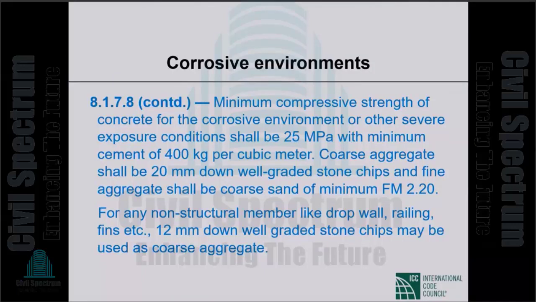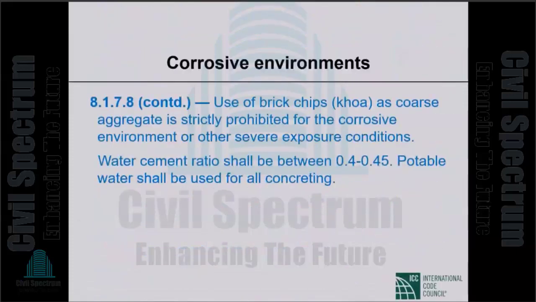Coarse aggregate shall be 20 millimeter down. I will let you read the rest of it because all the details will not register, but it is extremely important that you have these requirements on the books, and following them is in your interest. Use of brick chips as coarse aggregate is strictly prohibited for corrosive environment or other severe exposure conditions. Water cement ratio shall be 0.4 to 0.45. Potable water, drinkable water shall be used for all concreting. That exception goes away in corrosive environments.